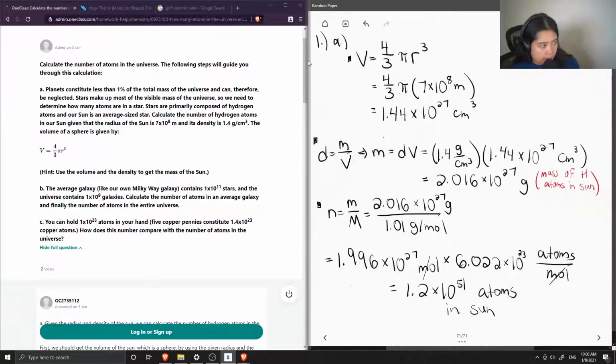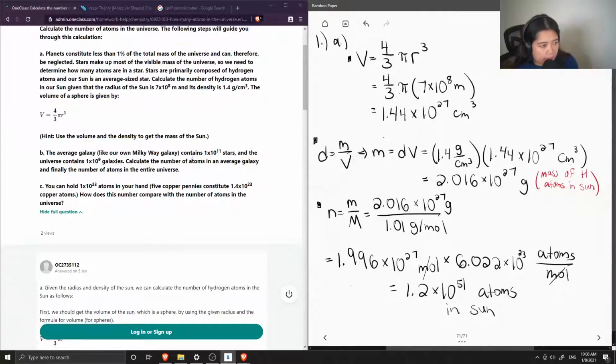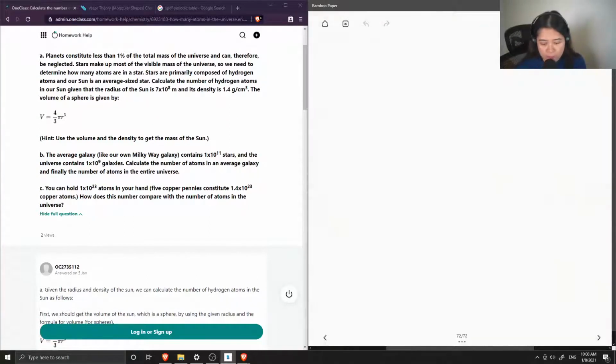Okay, so part 2, or part B, the average galaxy, like our own Milky Way galaxy, contains 1 times 10 to the 11 stars, and the universe contains 1 times 10 to the 9 galaxies. Calculate the number of atoms in an average galaxy, and finally the number of atoms in the entire universe. Alright, a lot of big numbers that are about to occur. This is part B.